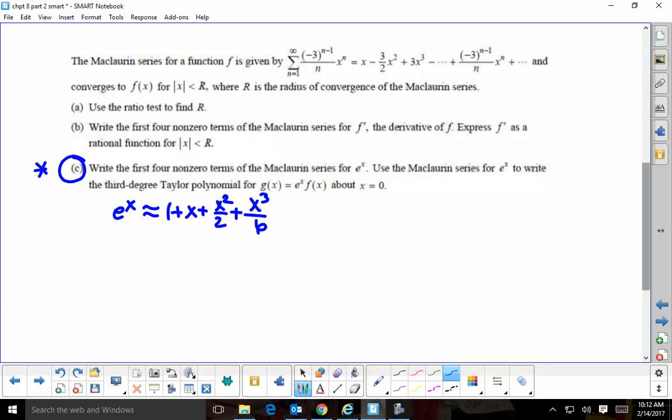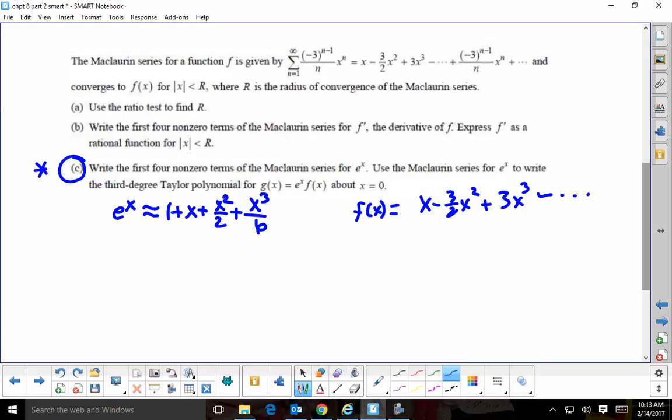Okay. Then it says, use the Maclaurin series for e to the x to write the 3rd degree Taylor polynomial for g of x. And g of x is e to the x times f of x. Oh, hold on. Well, I got e to the x. What was f of x again? X minus 3 over 2 x squared plus 3x cubed. Right? So there was that.